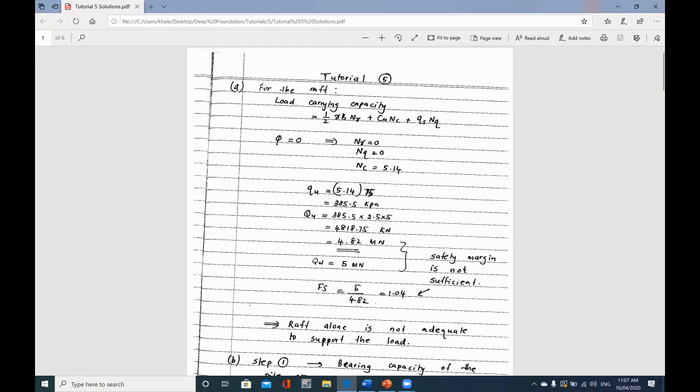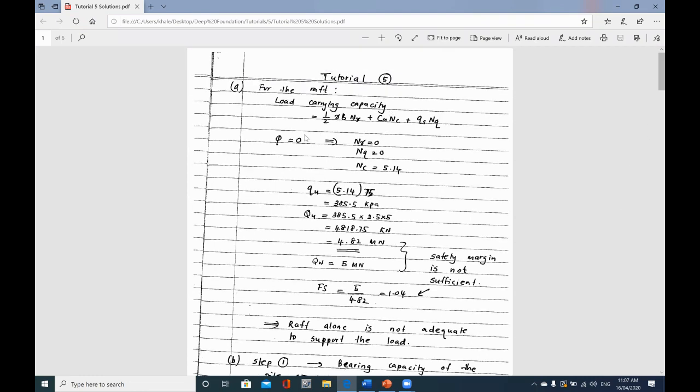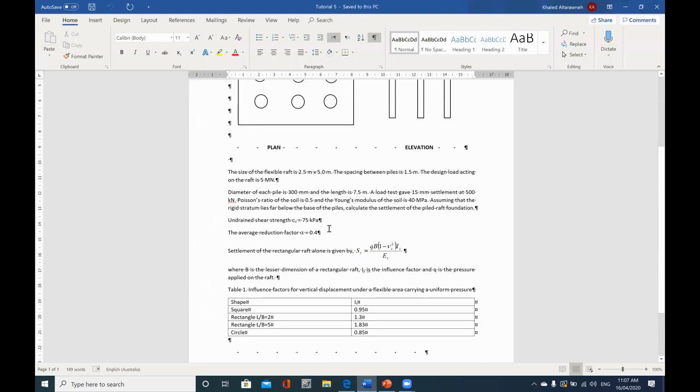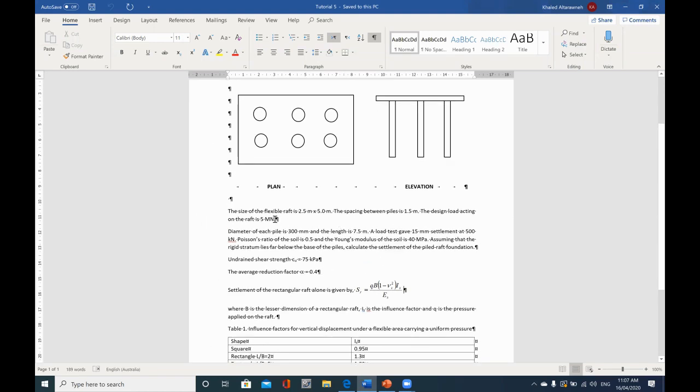So firstly, as you can see here, we need to check what's the load carrying capacity of the raft by itself. We need to consider that we don't have the piles in the problem, we only have the raft, and we need to find out if the raft by itself without the piles will carry the working load. We need to remember that the working load we have here is 5 meganewton.